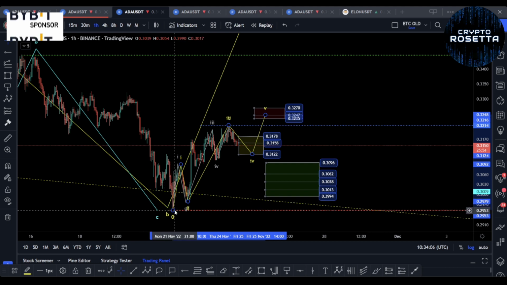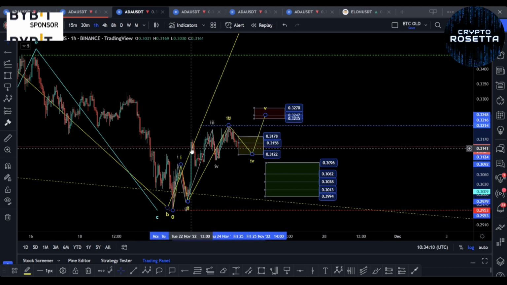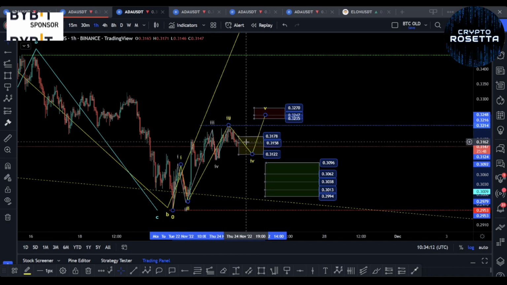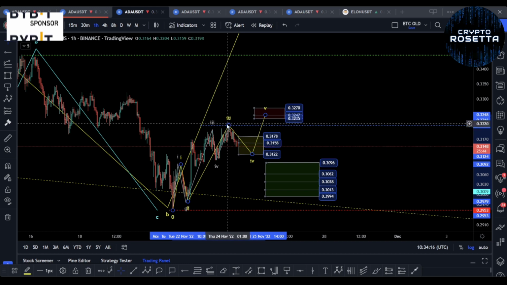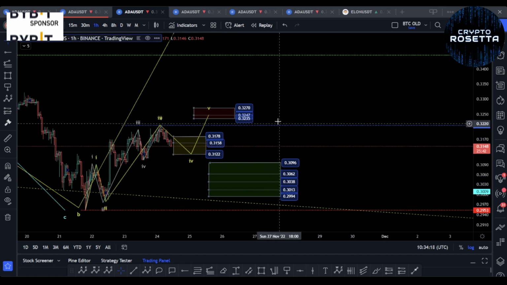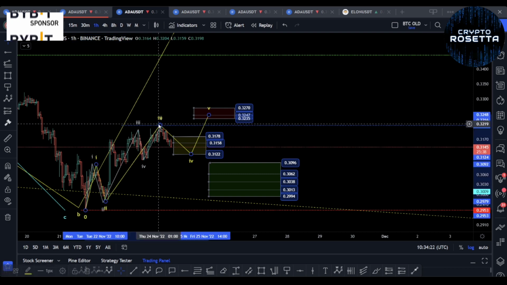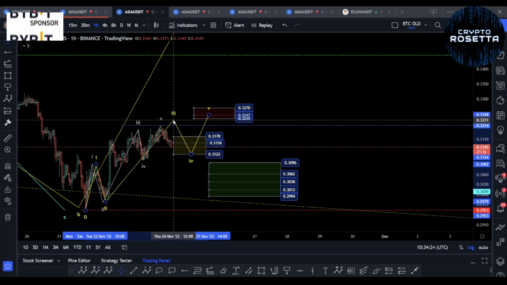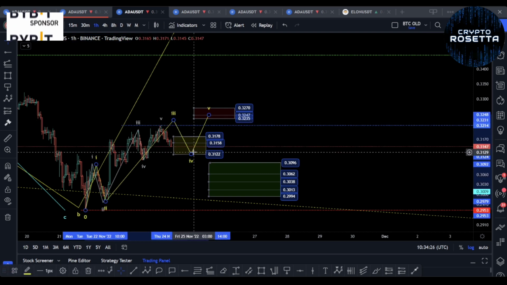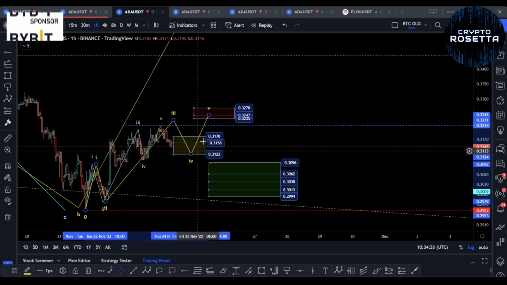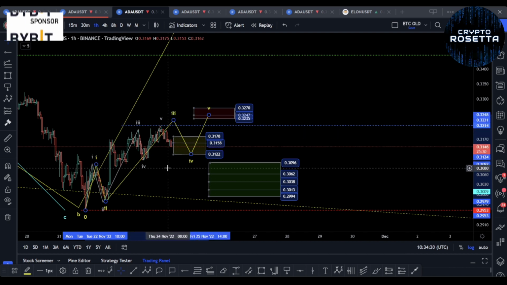And then this could just be some kind of a corrective movement where we have an ABC, and then this is an X wave, and then we're looking for an ABC up. If we do move up past this zone here indicated at 32.14, then I would say that we were within this third wave, and then we'd be looking for a fourth and a fifth to follow.